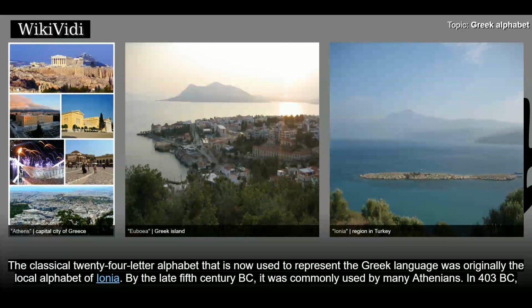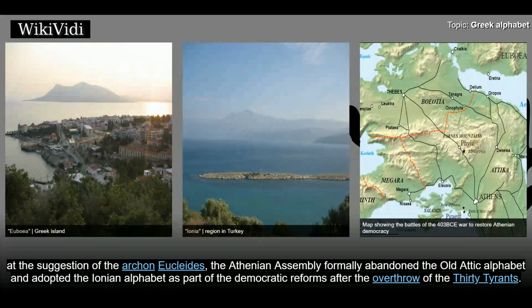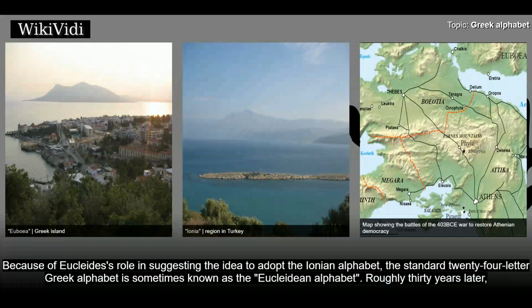The classical 24-letter alphabet that is now used to represent the Greek language was originally the local alphabet of Ionia. By the late 5th century BC, it was commonly used by many Athenians. In 403 BC, at the suggestion of the Archaics, the Athenian assembly formally abandoned the Old Attic alphabet and adopted the Ionian alphabet as part of the democratic reforms after the overthrow of the 30 tyrants. Because of Euclides' role in suggesting the idea to adopt the Ionian alphabet, the standard 24-letter Greek alphabet is sometimes known as the Euclidean alphabet.